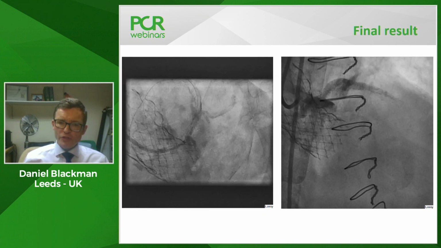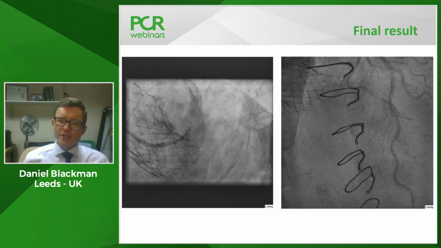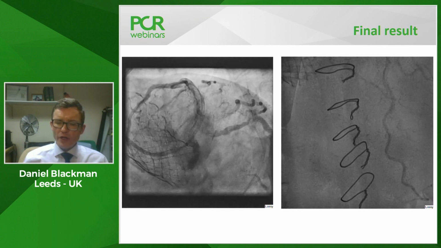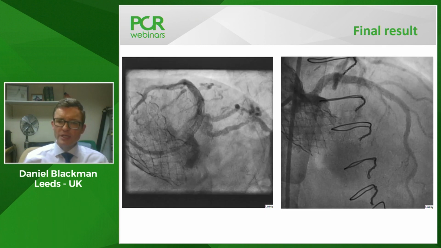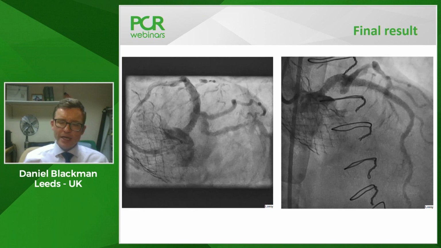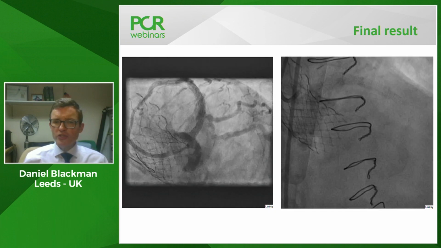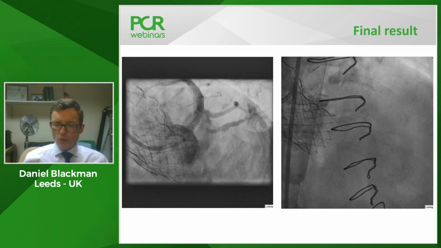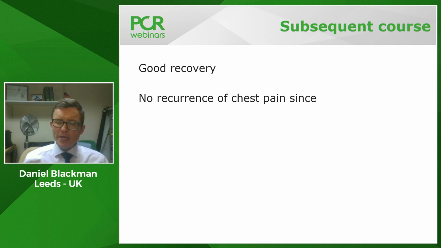And here's the final result. So we've got a spider view on the left, we've got a PA cranial view on the right, and you can see we achieved what I'd consider to be a fantastic result. Clearly, we've still got residual critical disease in the circumflex, but you have to make pragmatic decisions, as you know, often in percutaneous coronary intervention. So we felt that that should make the difference to this patient.